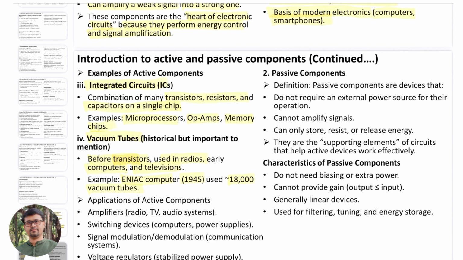That was the first computer. Their applications were amplification in radios, TV, and audio systems, switching devices in computers and power supplies, and signal modulation and demodulation, as in a communication system. When a signal is transferred from any device, modulation is considered, and when a signal is received, we first have to demodulate that signal.